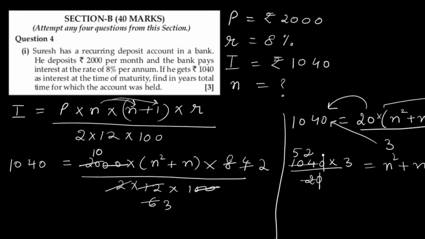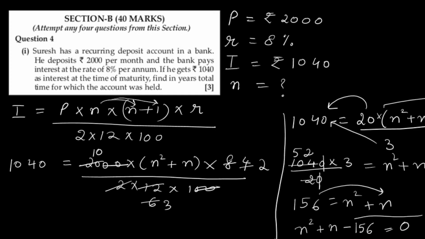So 52 into 3. What is 52 into 3? 3 into 2 is 6, 5 into 3 is 15. So 156 is equals to n square plus n. 156, let me shift to other side. So n square plus n minus 156 is equals to 0. So this is the quadratic equation: n square plus n minus 156.